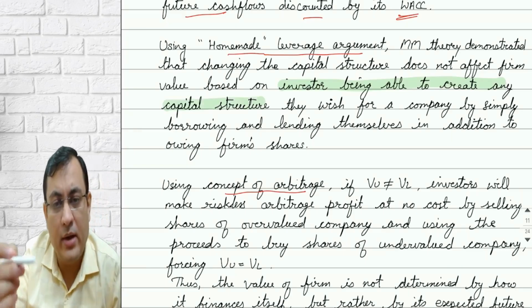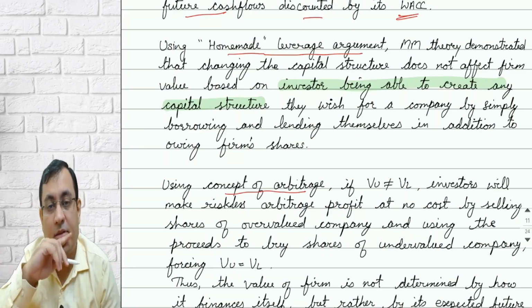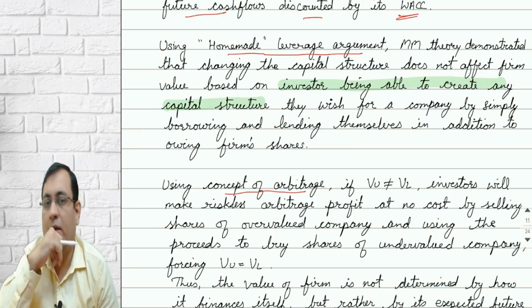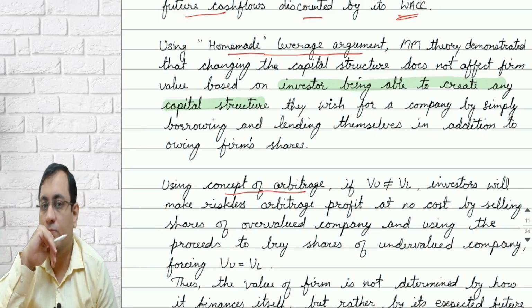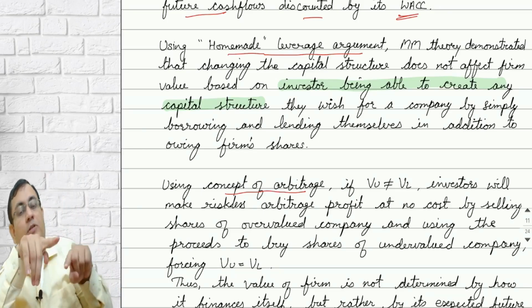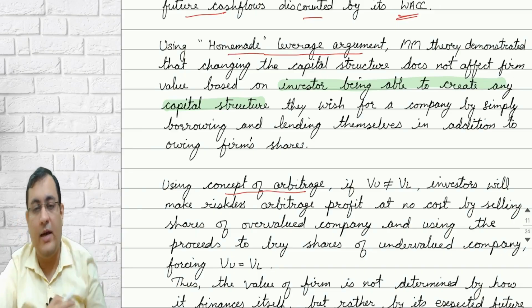Why are they able to create any capital structure? The capital structure is of the company. How can they create it? They say that if an investor wants the company to use leverage and the company is not taking leverage, then the investor can take personal leverage, your third assumption, the risk-free rate. He can borrow any amount at the risk-free rate.